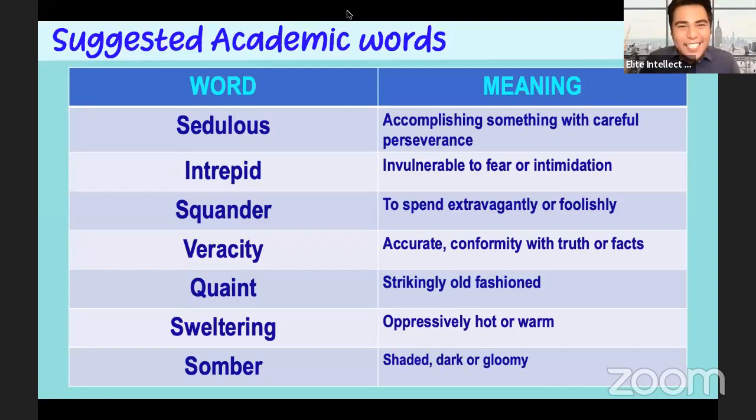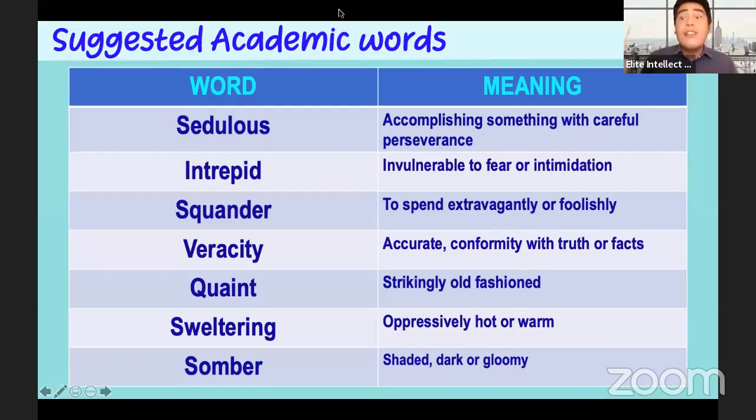Intrepid, okay? When you say intrepid, you're invulnerable to fear or intimidation. Basically, you have an intrepid approach. Like people try to intimidate you, people try to scare you, people try to put you down, but you are intrepid, right? You're wapakels to them. That's the meaning of intrepid. Basically, you are not easily intimidated.